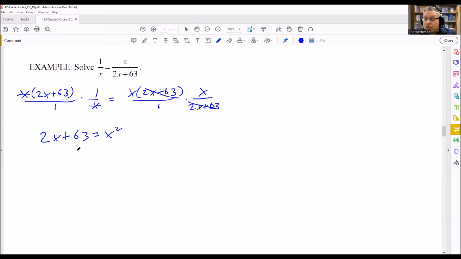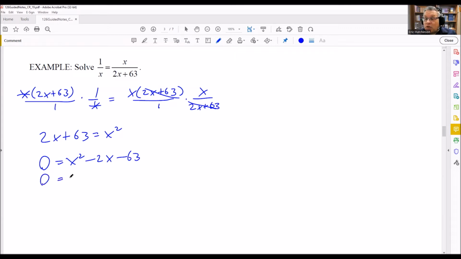Now I could just move the x squared over to the left-hand side, but I've seen a lot of students make mistakes with negative x squared. And so instead, I'm going to leave it on the right-hand side, and I'm going to move the 2x and the 63 over to the right-hand side. So I'll get a 0 once all this goes away there. I have x squared, and I'm subtracting 2x, and I'm also subtracting 63. Both of these change sign when you bring them across the equal sign.